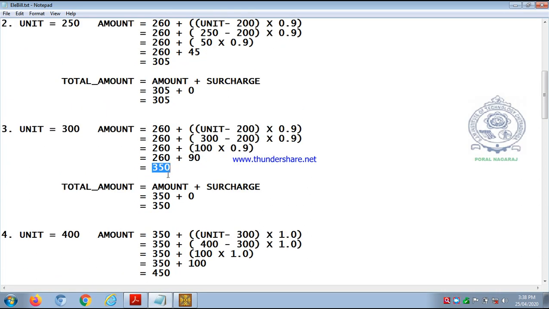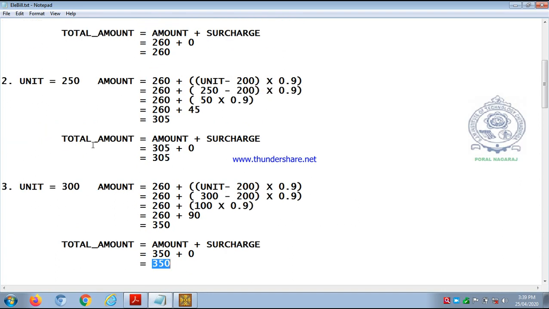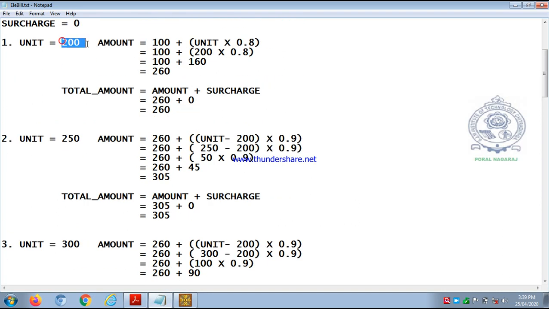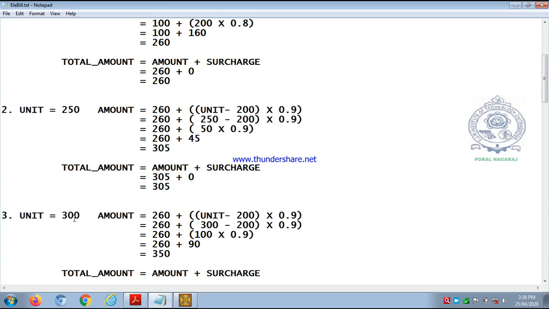Next we have to check whether a surcharge has to be levied. Total amount is equal to amount plus surcharge. The amount computed is 350, plus surcharge 0, because 350 is less than 400. So 350 rupees is the bill for 300 units. If we know the value for 200, then up to 300 we can calculate using that value, 260.